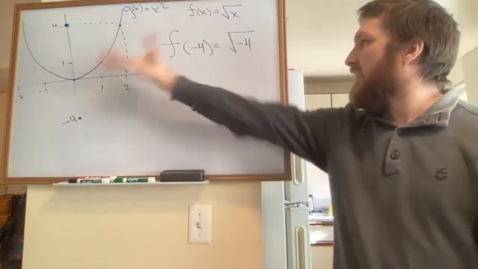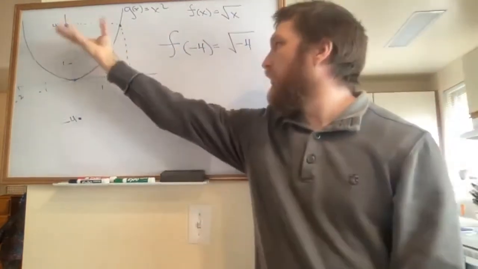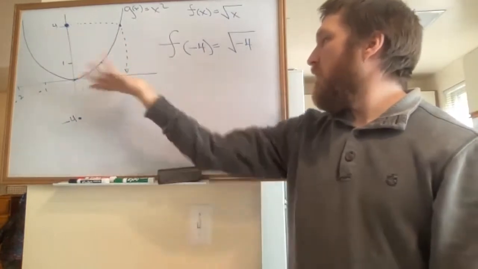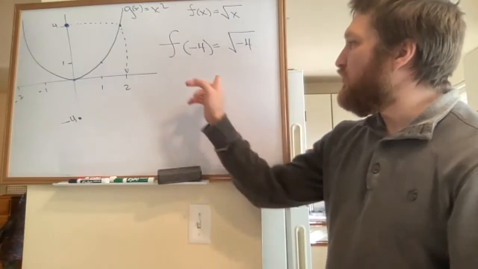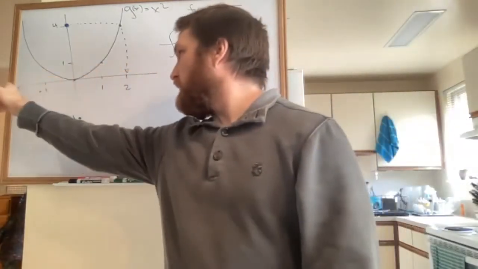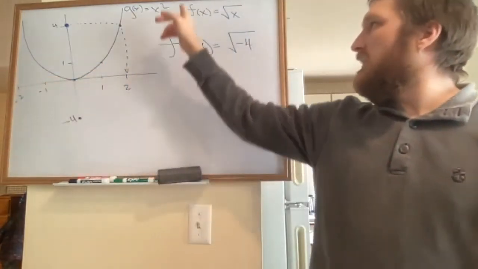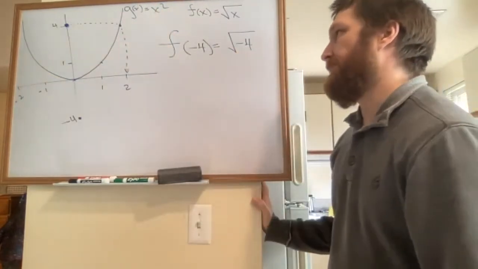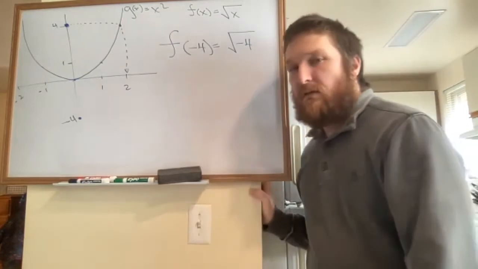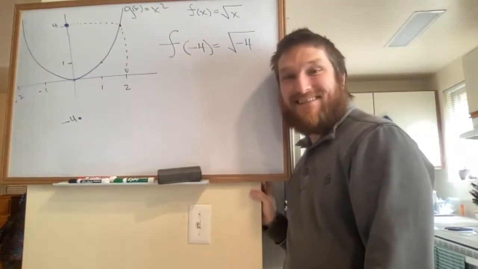And now we're asking, what number was your input? Well, that's impossible, right? There's no way that you took some real number here, plugged it into x squared, and got a negative number. Does it make sense that that doesn't make sense?